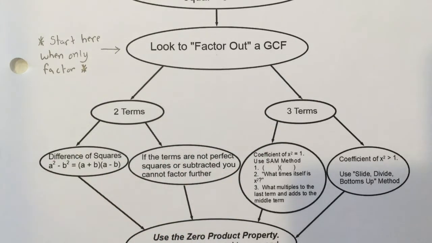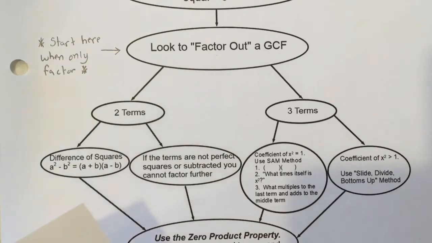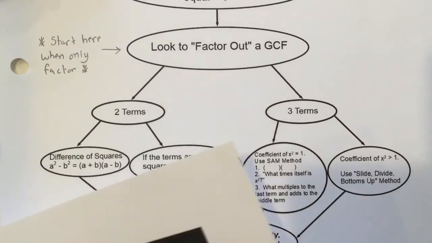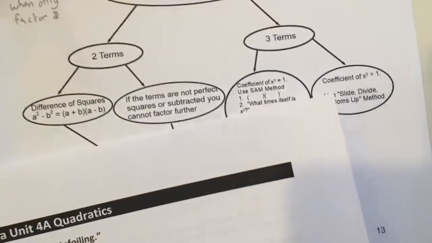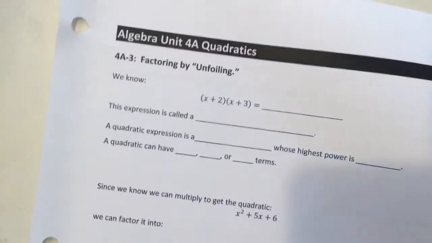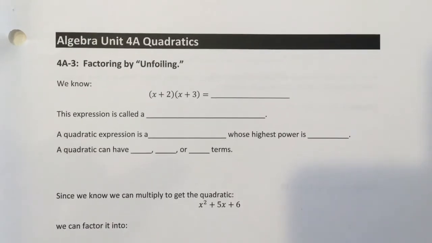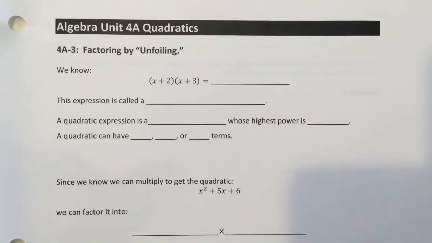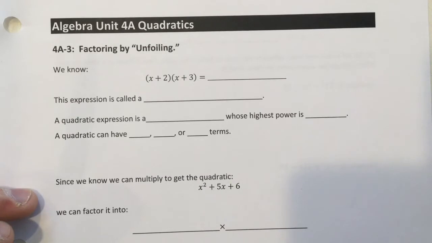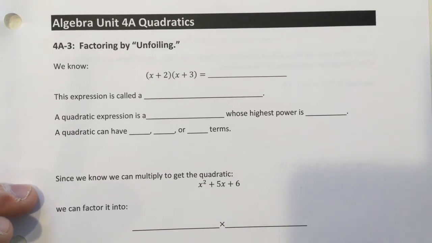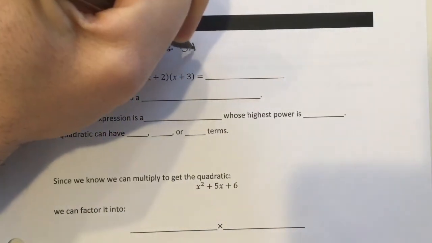Okay, so keep this page 13 off to the side. This is going to be a good roadmap for you. So for this section, this is on page 5, we're going to factor this by unfoiling, or what I call the SAM method.